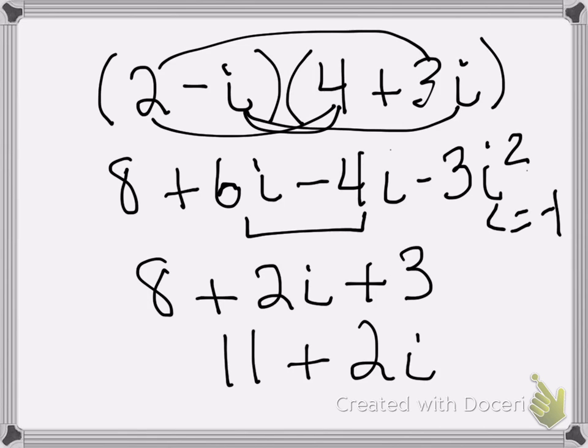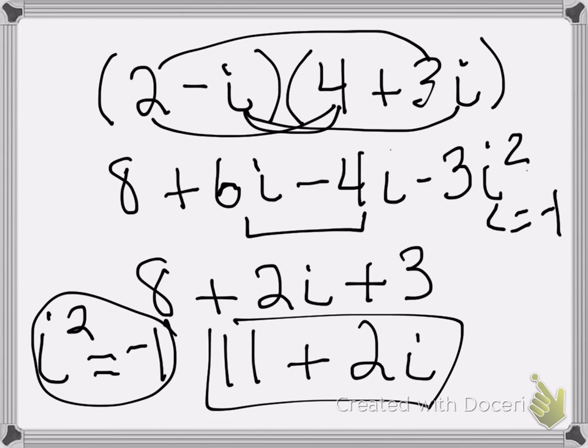Okay? So what you want to remember about that is that i squared is equal to negative 1. So anytime you end up with i squared in a problem, you're going to simplify it by plugging in a negative 1 for i squared.